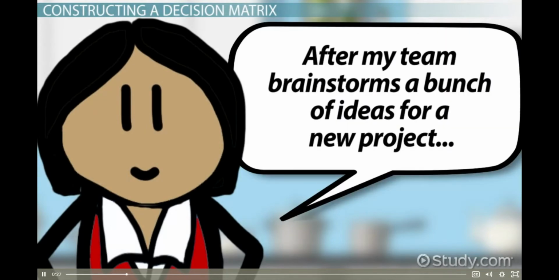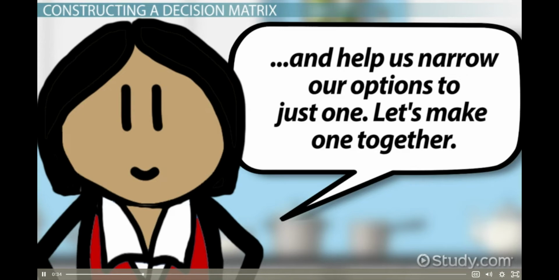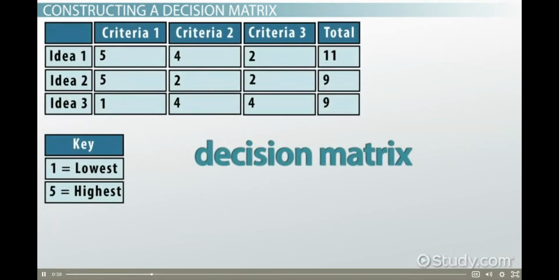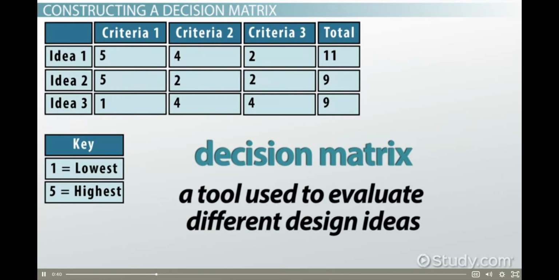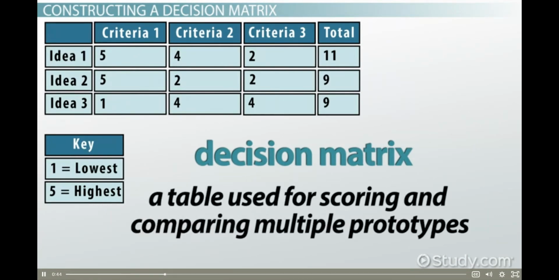She says, "After my team brainstorms a bunch of ideas for a new project, we use a decision matrix to evaluate those ideas and help us narrow our options to just one. Let's make one together." A decision matrix is a tool used to evaluate different design ideas. Specifically, it's a table used for scoring and comparing multiple prototypes.